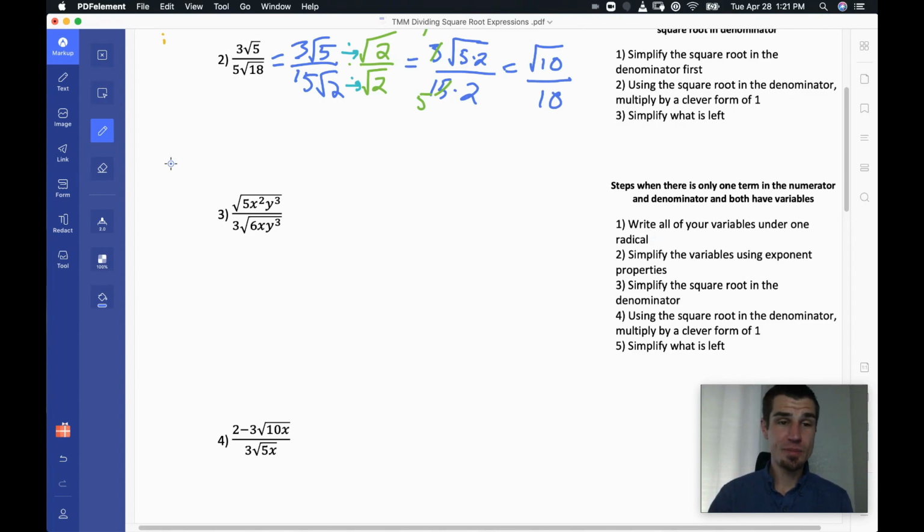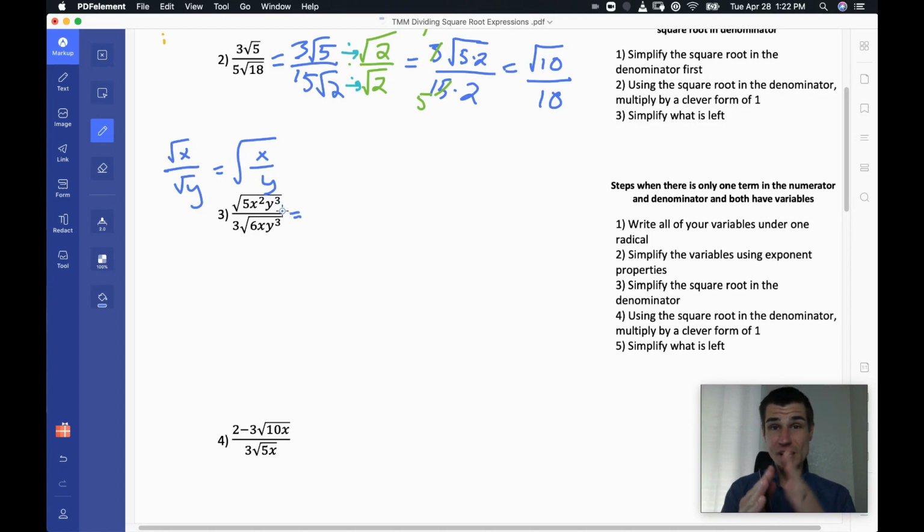The property we're going to be utilizing is if we have the square root of x over the square root of y, that's equal to the square root of x over y. We're able to take anything in a radical in the numerator and anything in a radical in the denominator and put them all under one radical. If they're both square roots, it's just going to be a square root and we'll have that fraction inside. So we can do that here. So we'll be able to utilize this property and save ourselves a bunch of work.